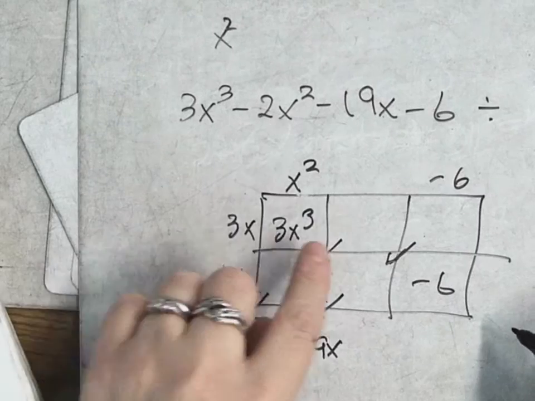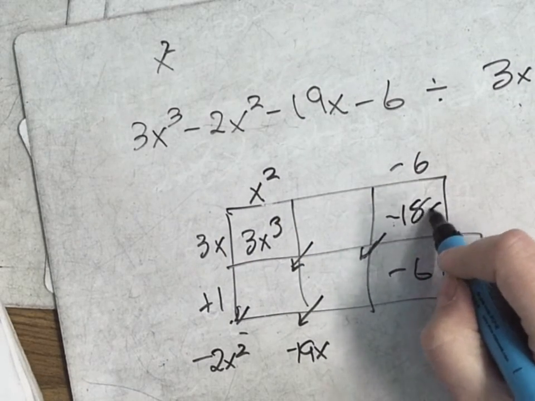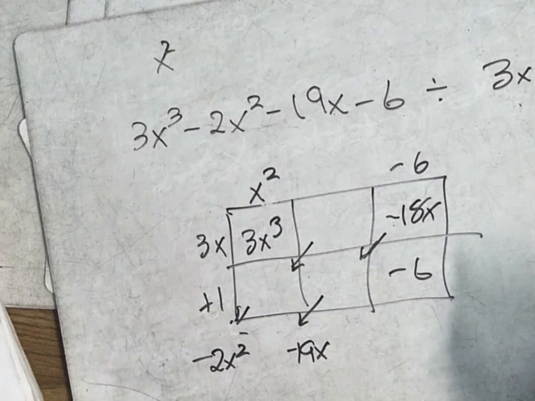So this one is 3x by minus 6, which is what? Minus 18x, isn't it?